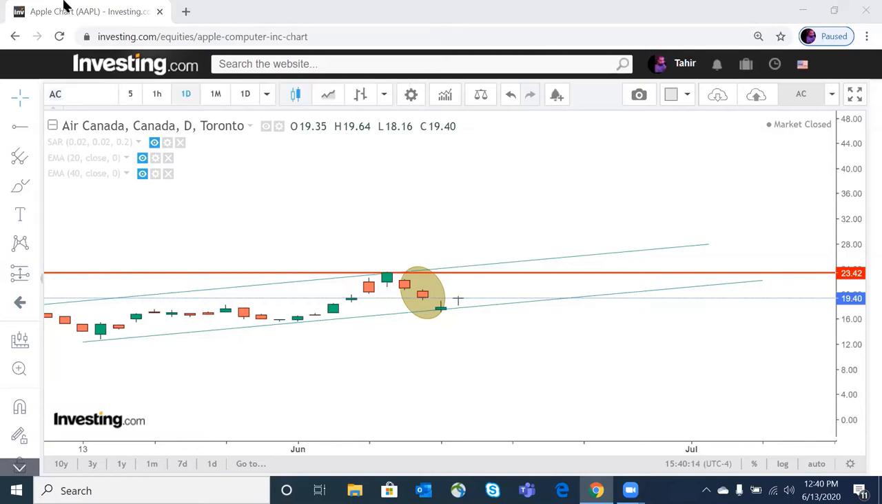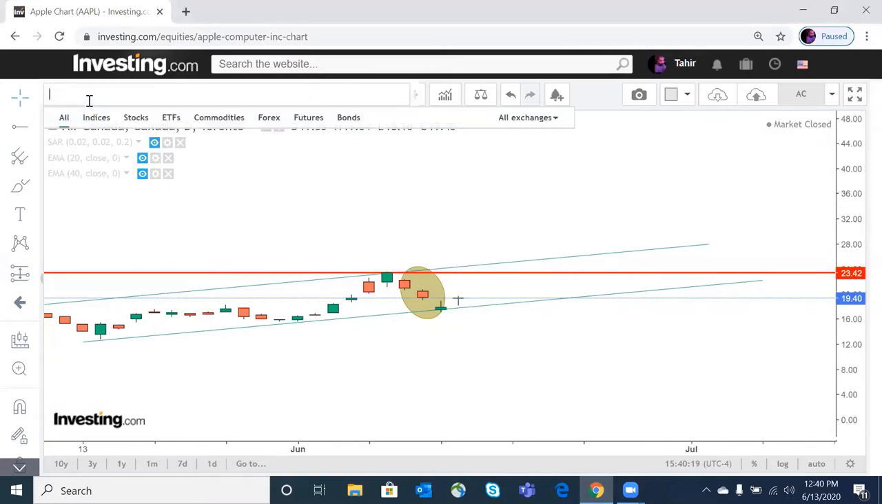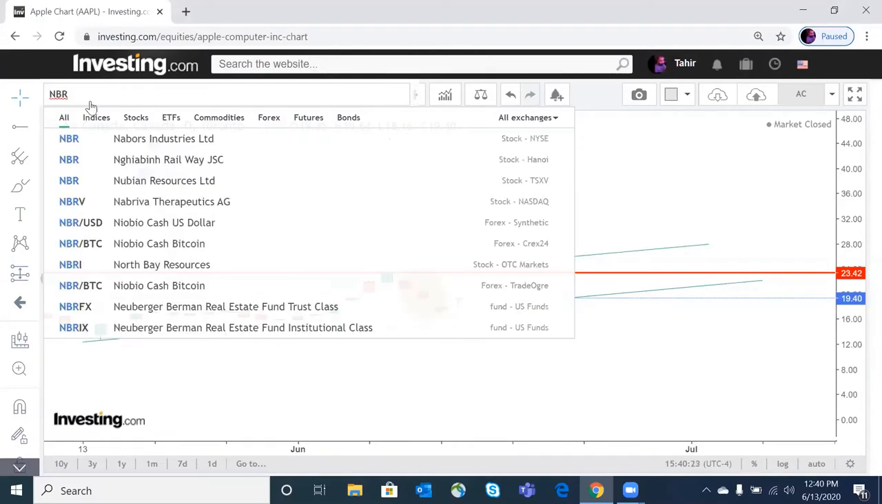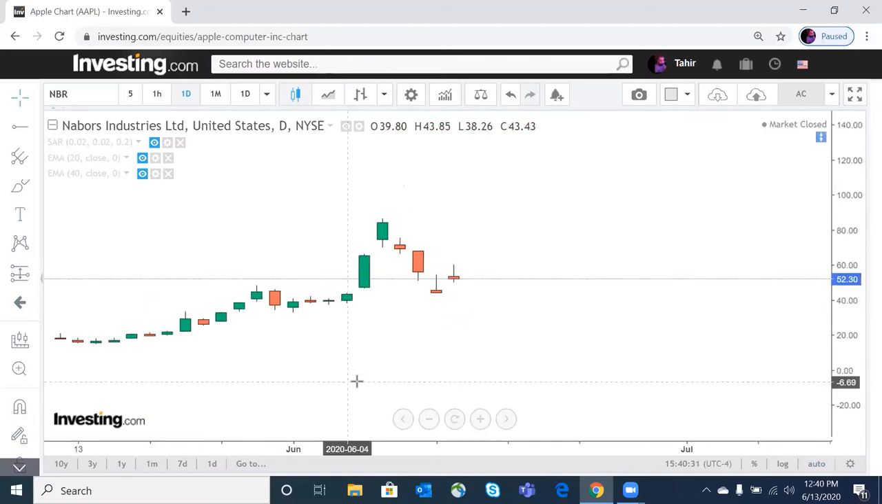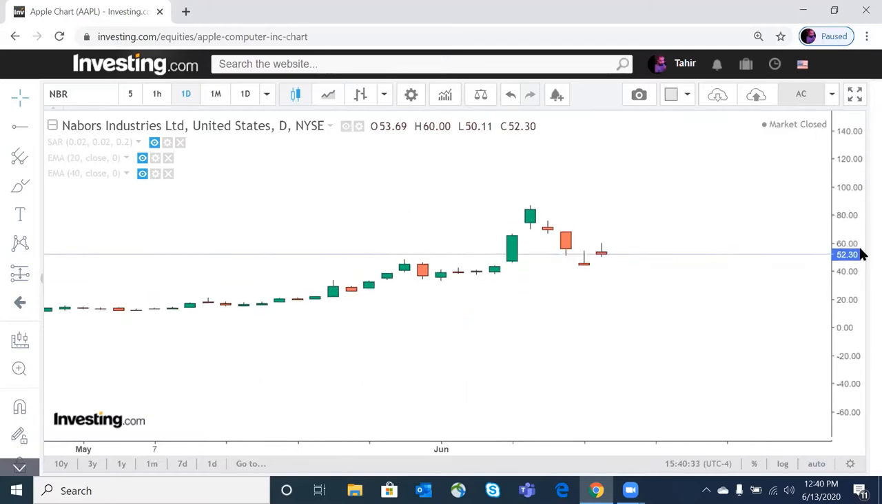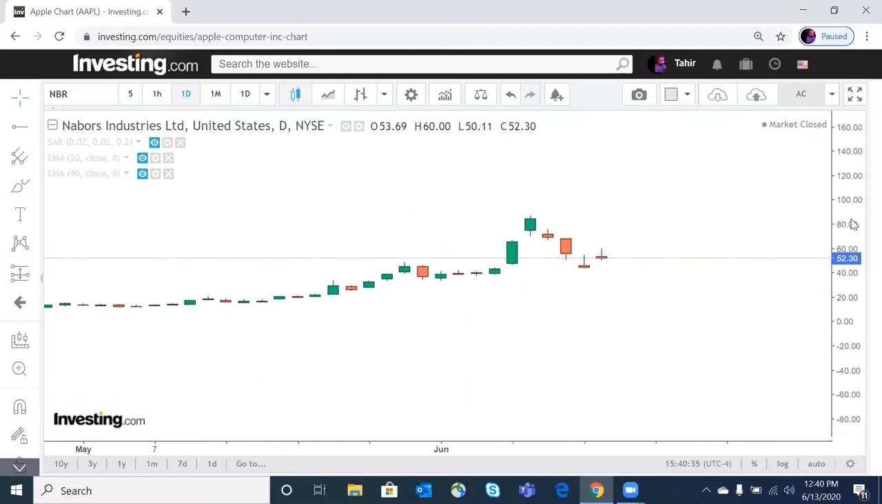Right. Okay, yeah, next, someone was saying NBR. What is that? NBR? Yeah, it's Neighbor Industries. Yeah, NBR. Neighbor Industries, New York Stock Exchange. It seemed to be in an upward trend.